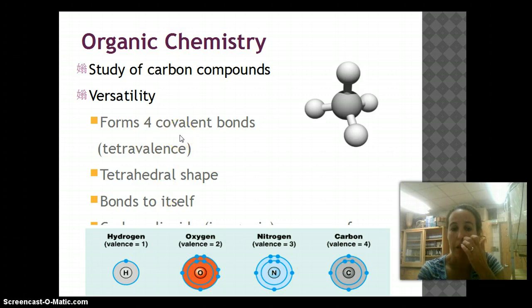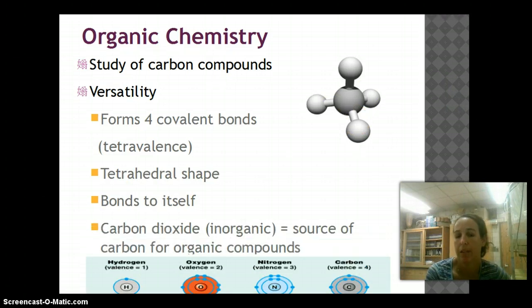It's called tetravalent. It has a tetrahedral shape, as you can see here. This is 1 carbon with 4 hydrogens. So that's the simplest organic compound, which is methane. It can also bond to itself in order to form long chains or rings.